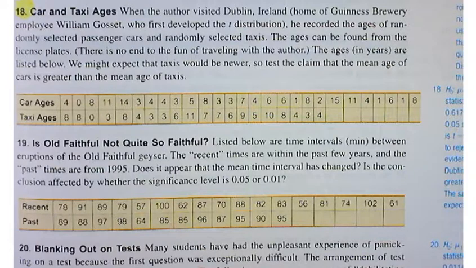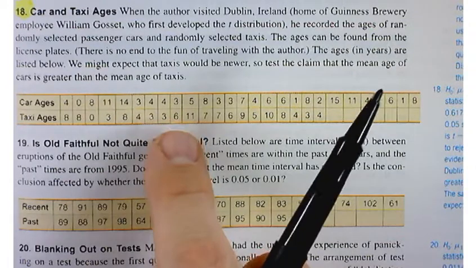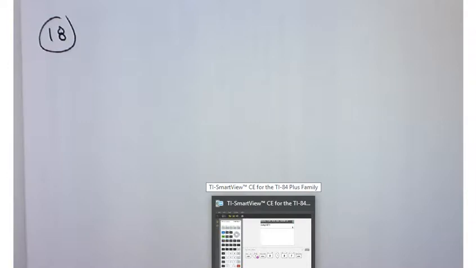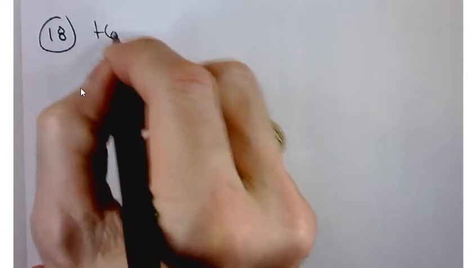Given that, personally, I'll do some subscripts for this one like I did the last one. Maybe sub car, sub taxi, just so that we can see things and keep them straight. So problem number 18. What do you got? What are we going to write down for H0 and HA?